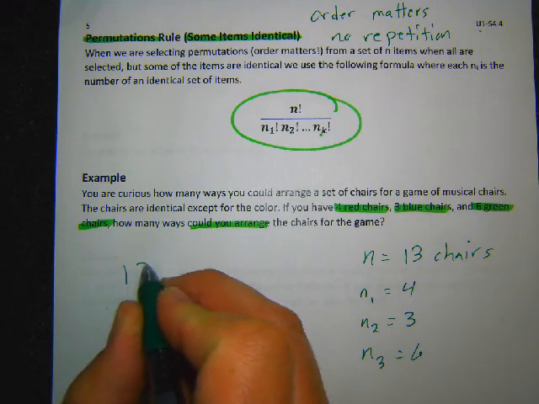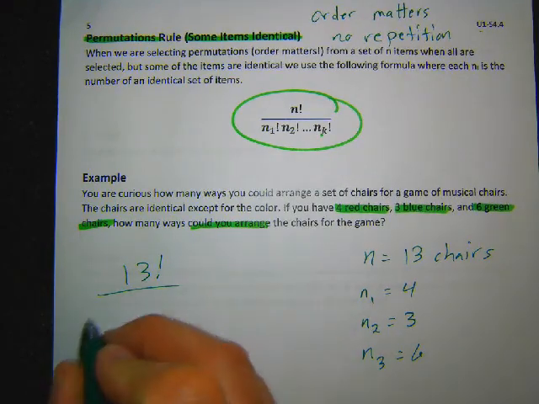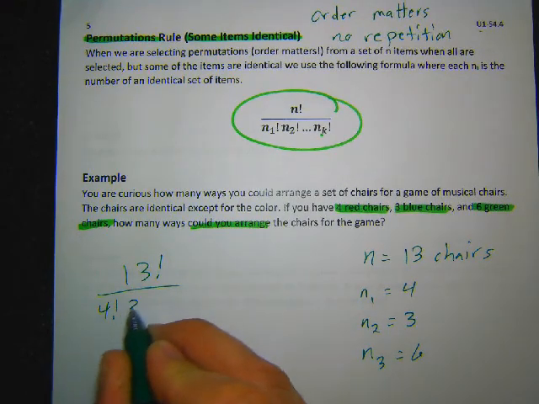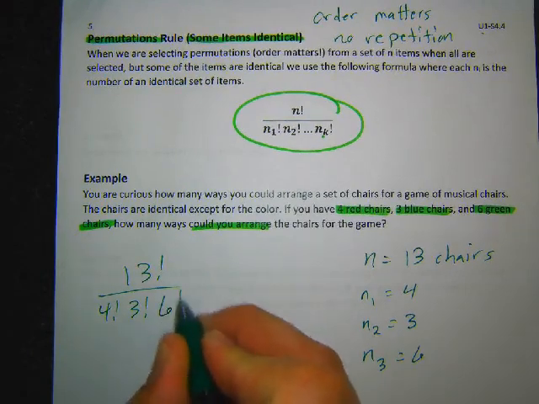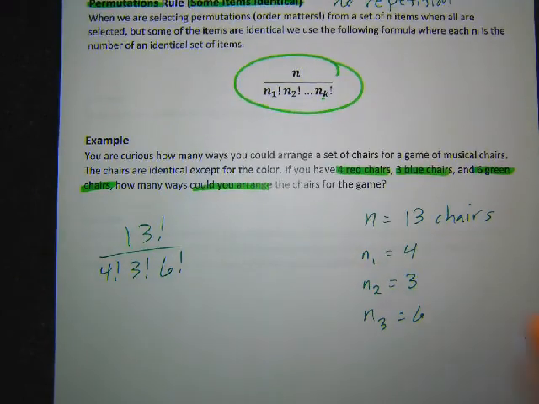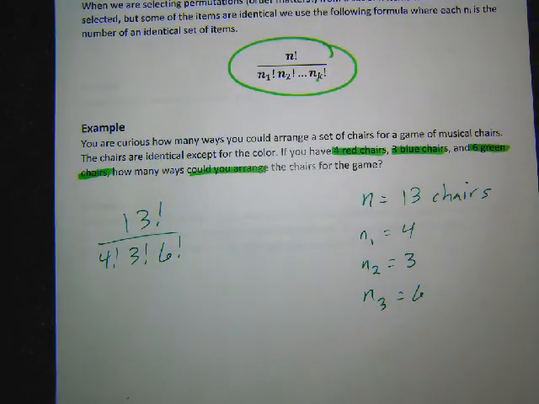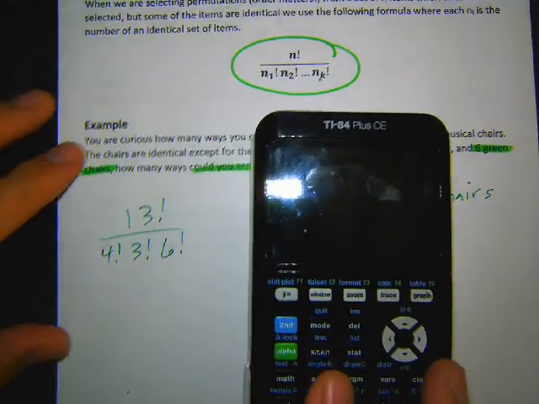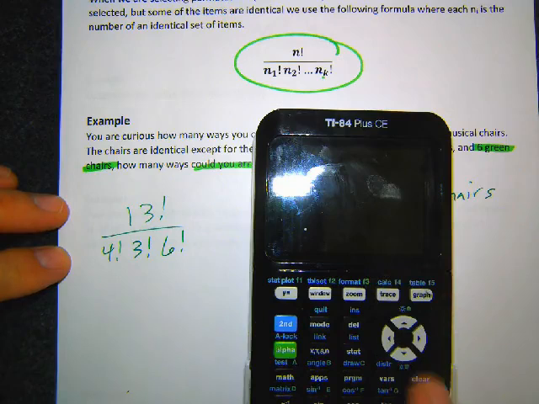So I do 13 factorial on the top. On the bottom, I'd have 4 factorial, 3 factorial, 6 factorial. Again, each one of these represents a group of things that are basically identical, like it's hard to tell them apart. This one, I'd probably just use my calculator because it is kind of a pain to simplify by hand. So I'm going to go ahead and type this in.